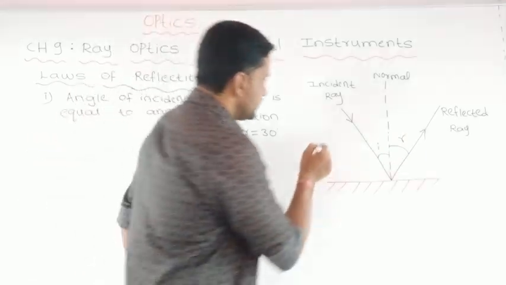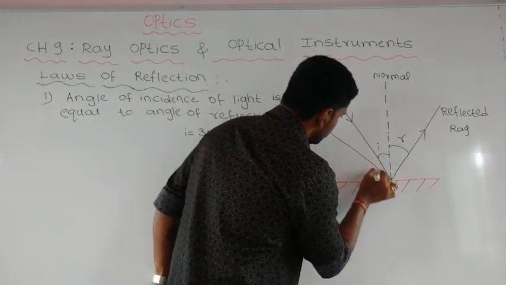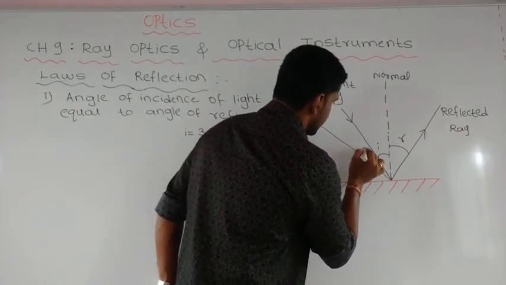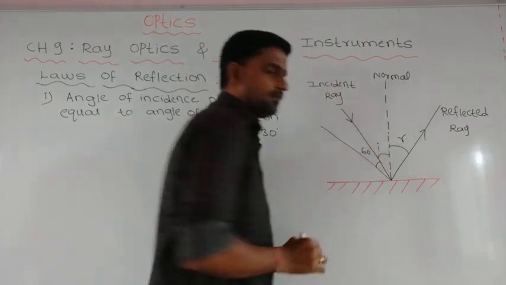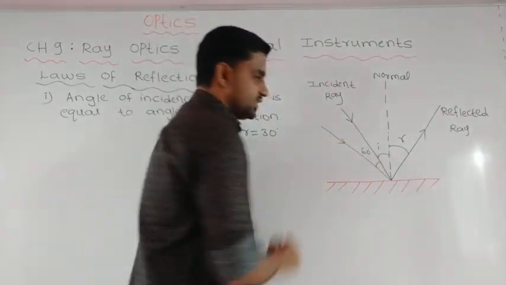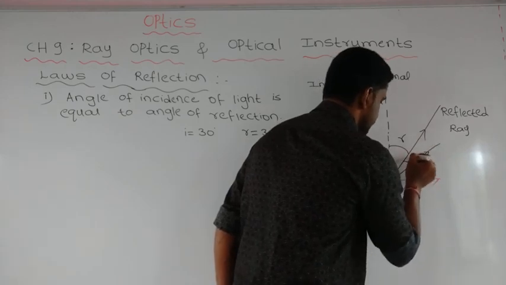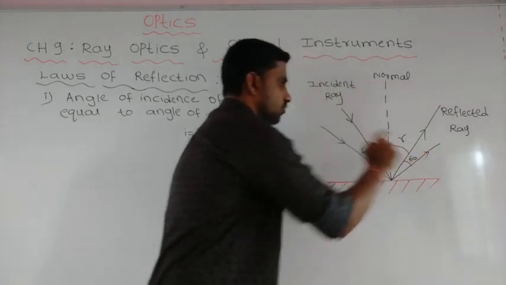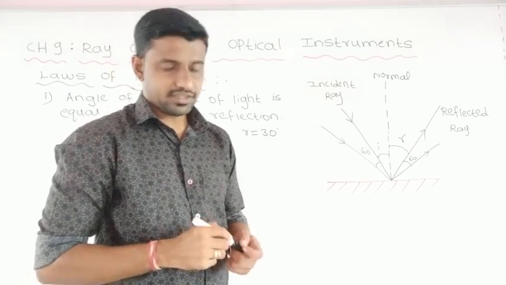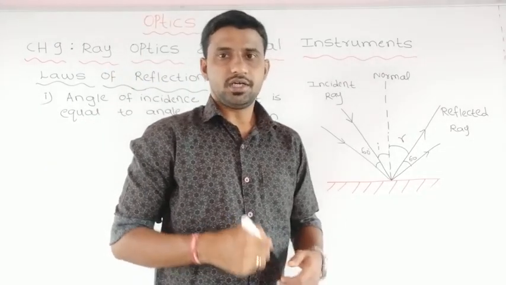Suppose I incident a light with another angle, assume that this is 60 degree. This is the angle of incidence. Then angle of reflection is also 60 degree. Angle of incidence is equal to angle of reflection. That is the first law of reflection.